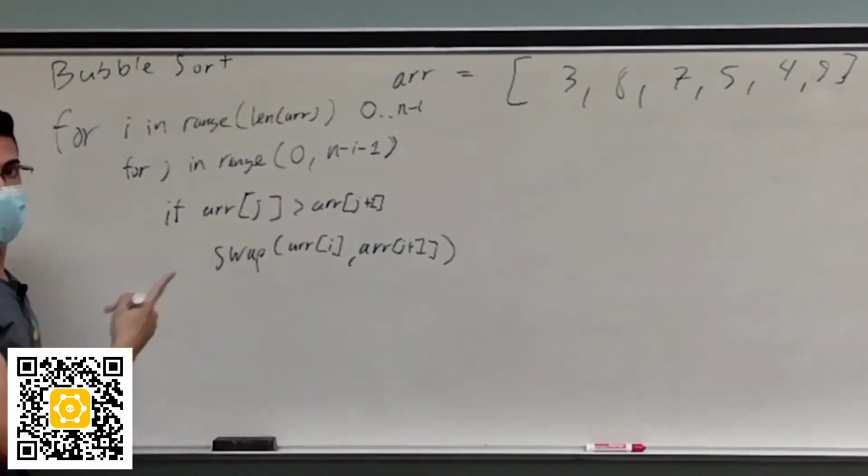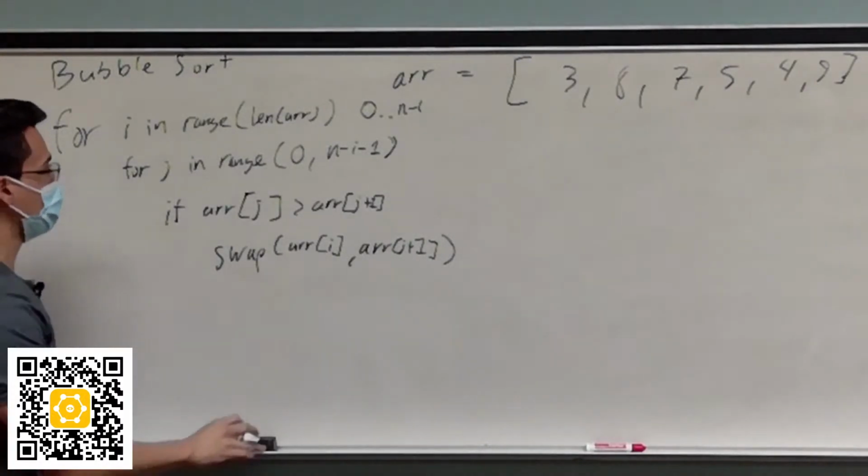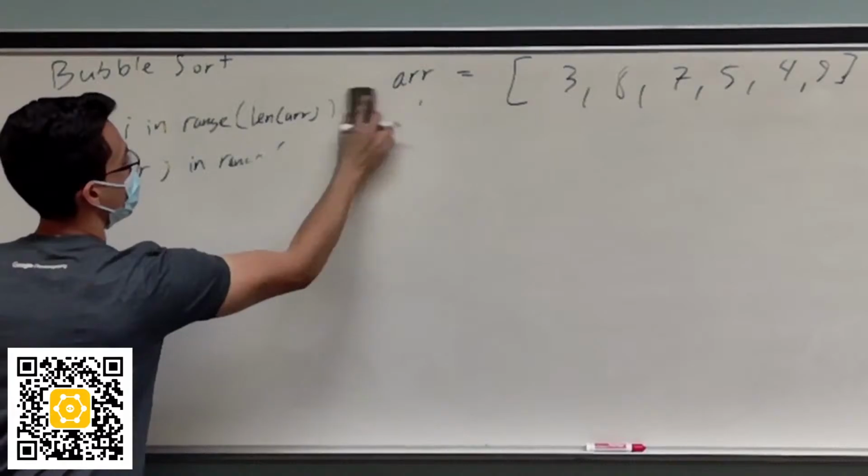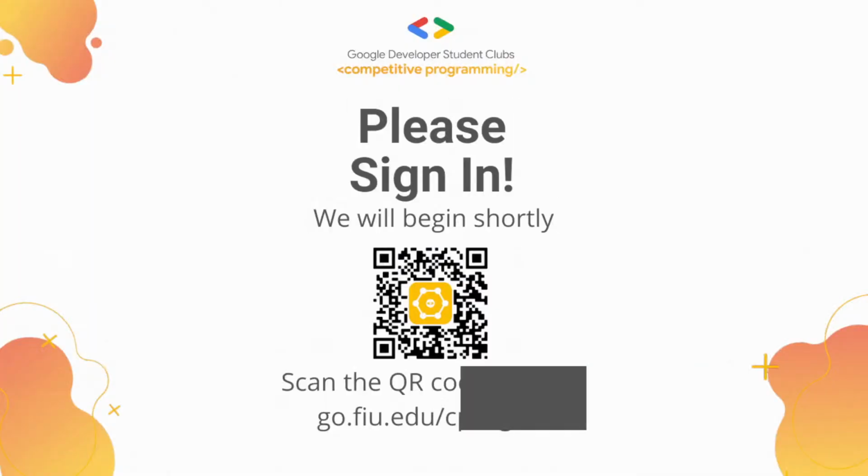Okay, yeah, this is bubble sort. Okay, and that's the thumbnail for the video. No, I'm just kidding. We make our own thumbnails.